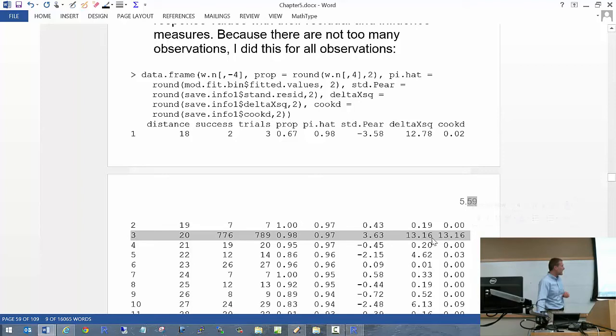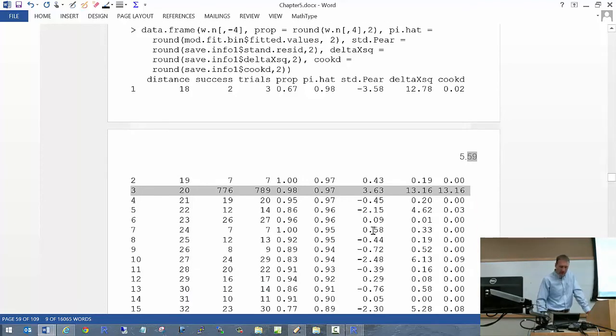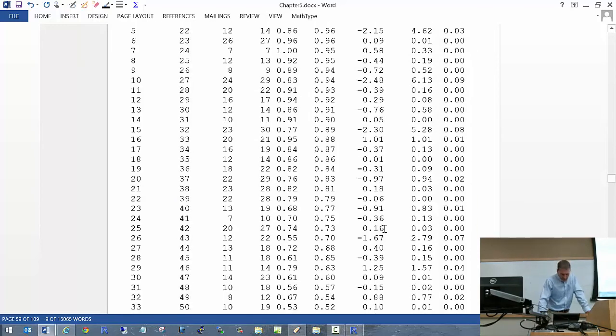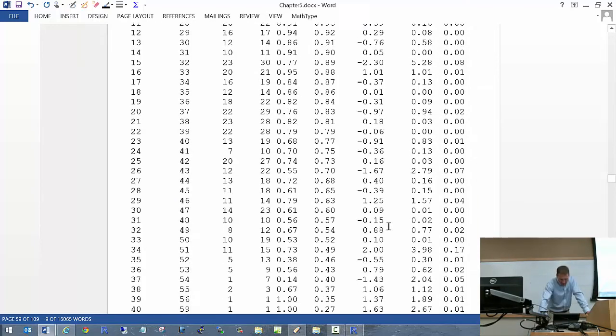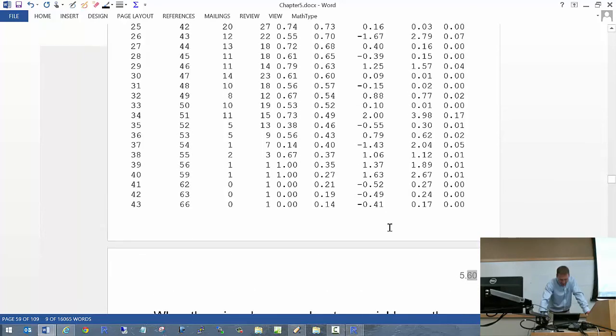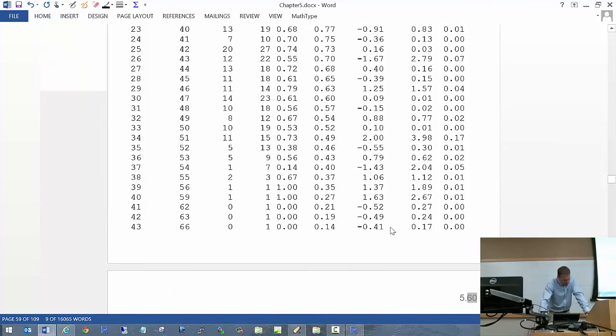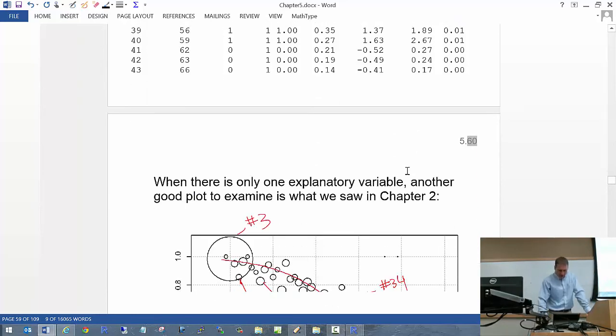I got a delta x squared of 13.16. But yet I still have 789 observations, 789 trials. Let's see here. Which one do we want to look at? Well, actually, let's go to the next plot first, because I think this is helpful, and then we'll go back to the data frame.